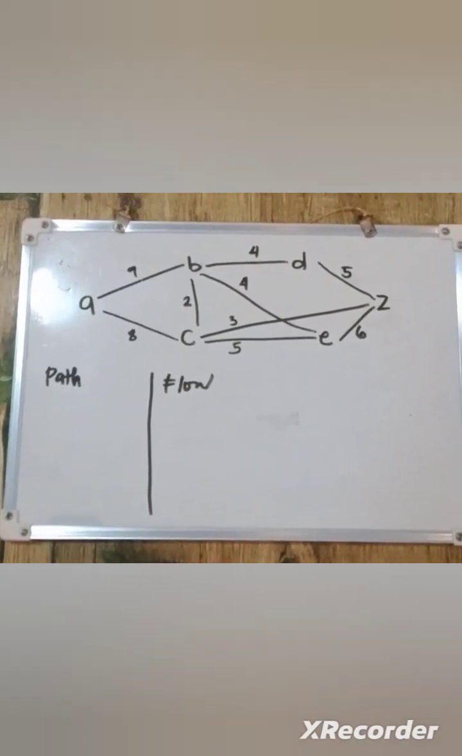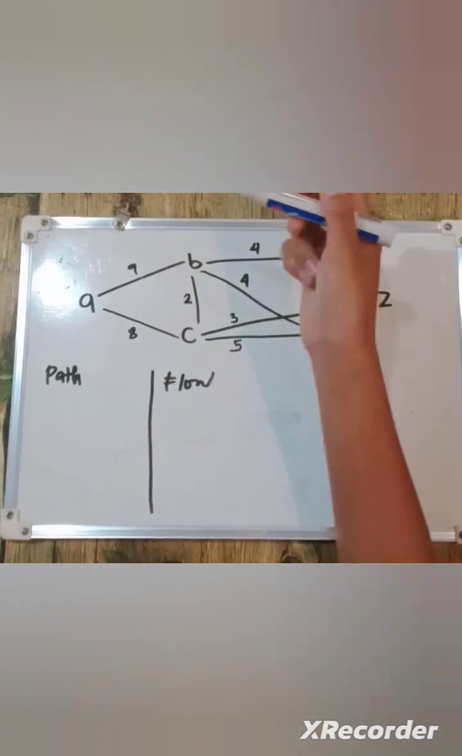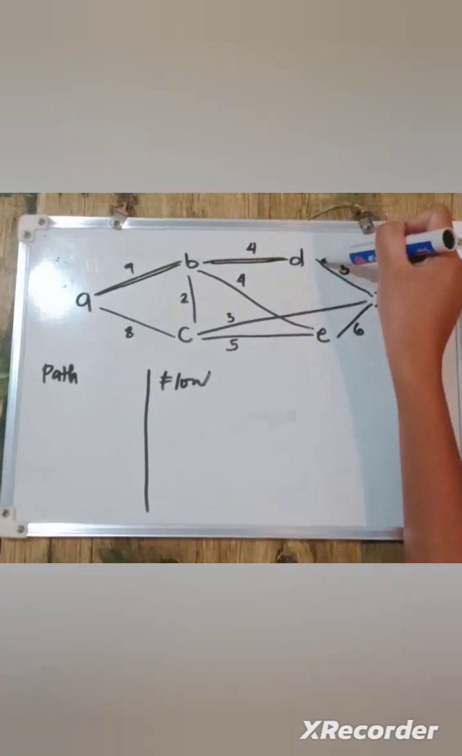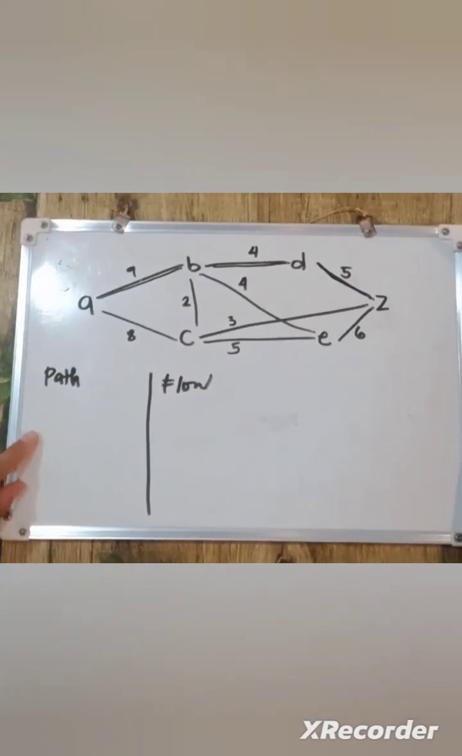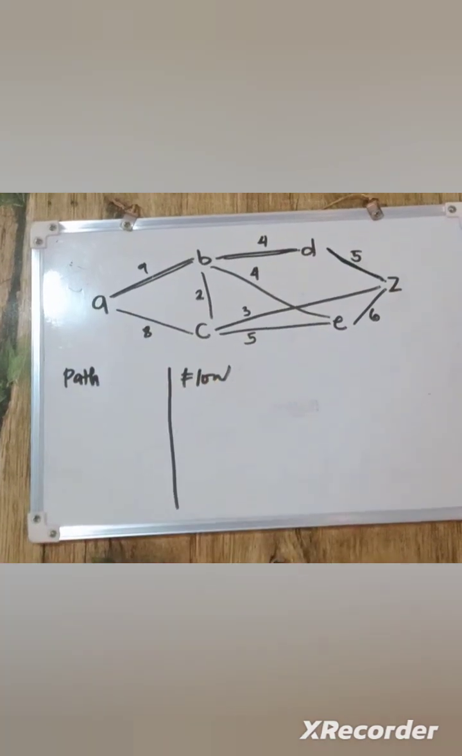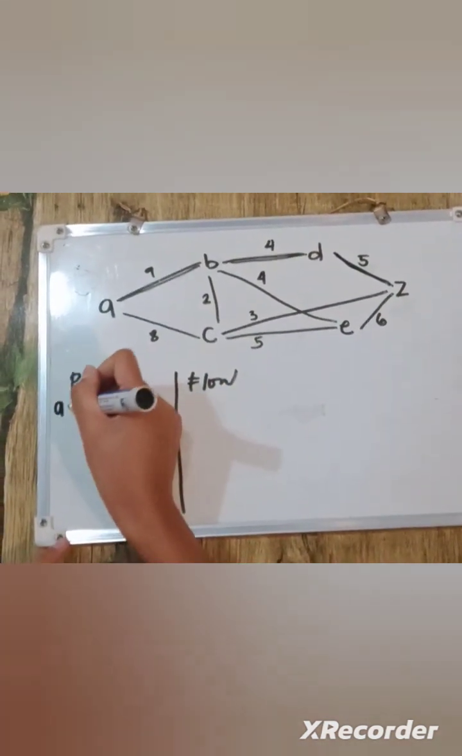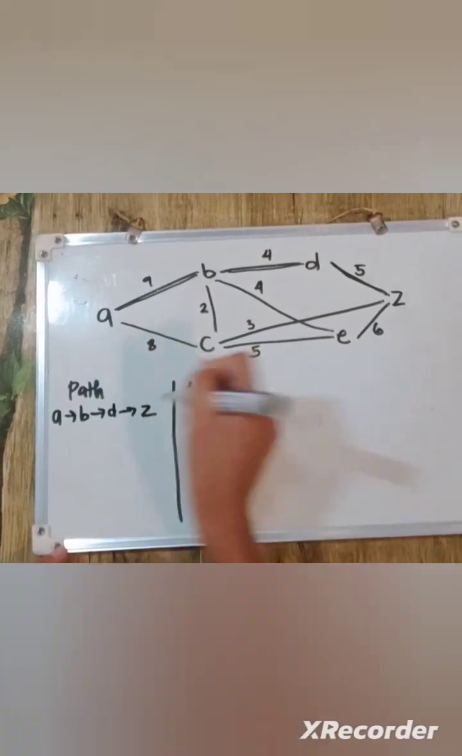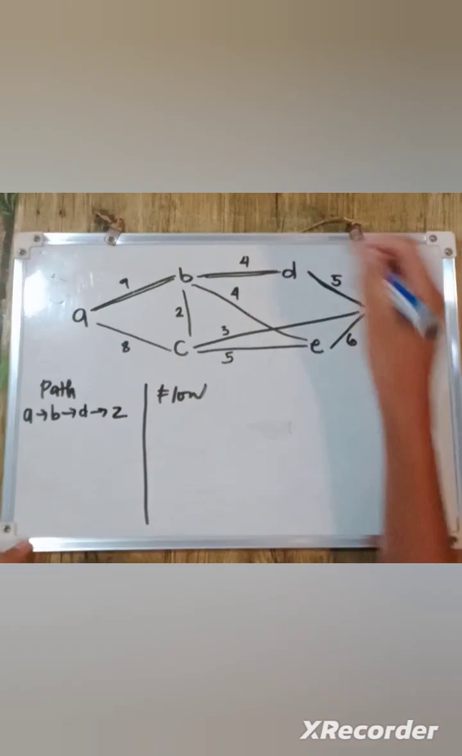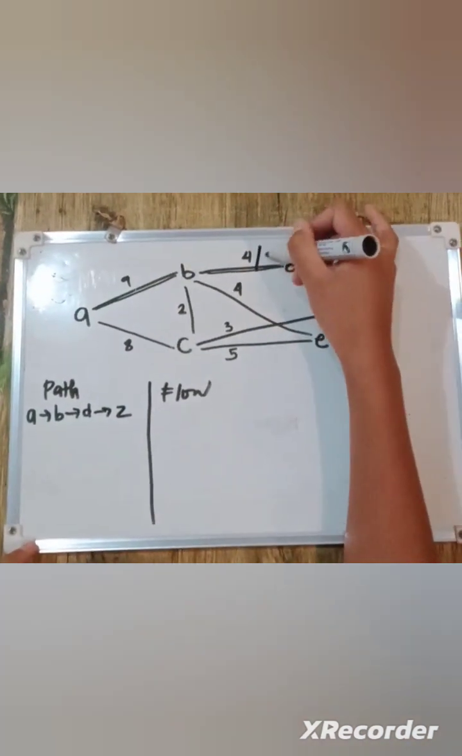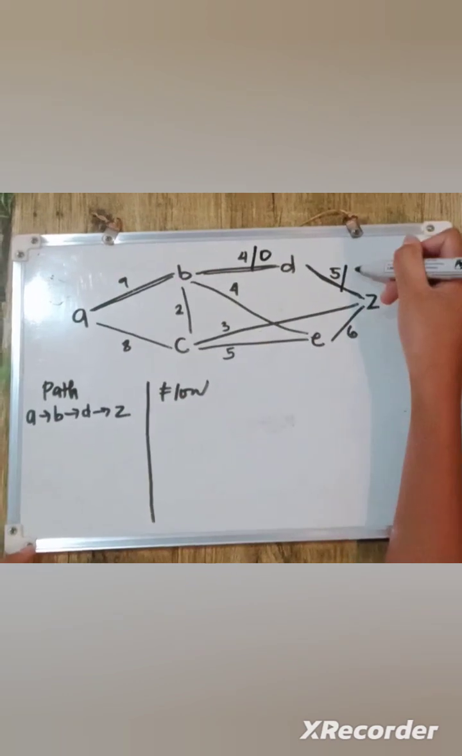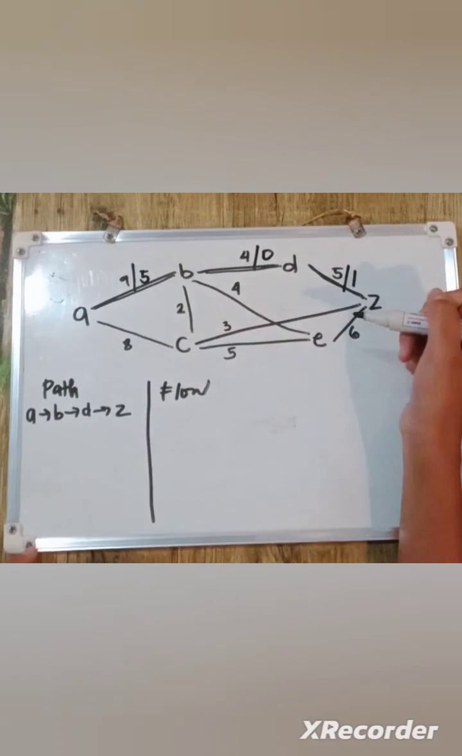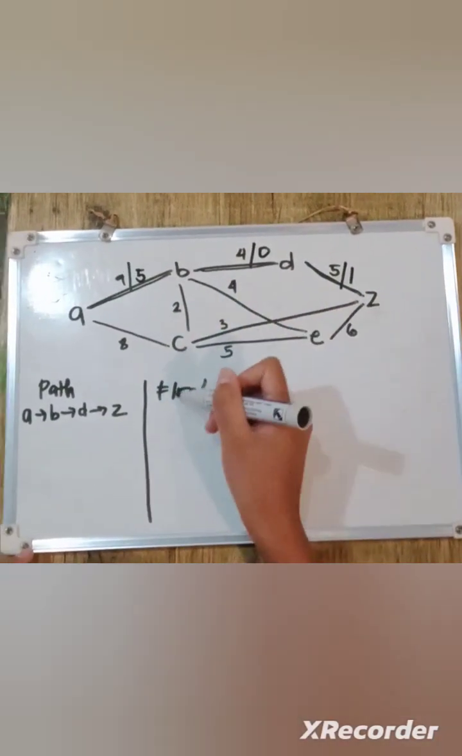Okay, we have this one. We have first from the top, so we have A to B, B to D, D to Z. So we will write it here: A to B to D and to Z. Okay, so we have here the minimum, 4. So this will become 0. This one will become 1. This one will become 5. Okay, so the flow here is 4.